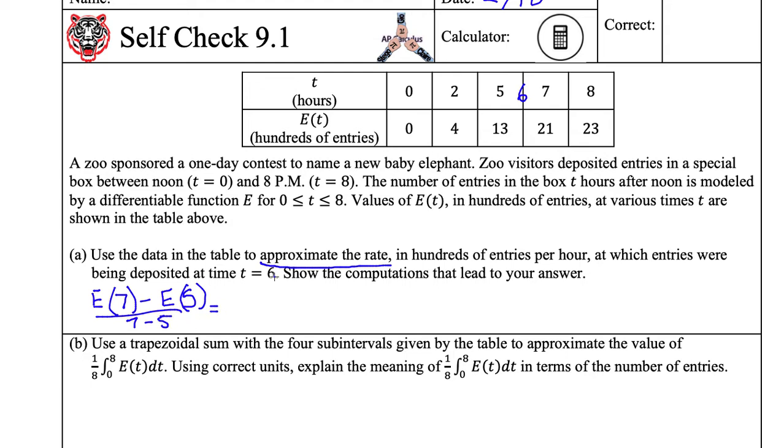We do have a calculator to assist us on this one, even though we don't really need it yet. E of 7 is 21, E of 5 is 13, and then all that's divided by 2 because 7 minus 5 is 2. 21 minus 13 is 8 over 2, which is 4, and that's going to be hundreds of entries per hour.